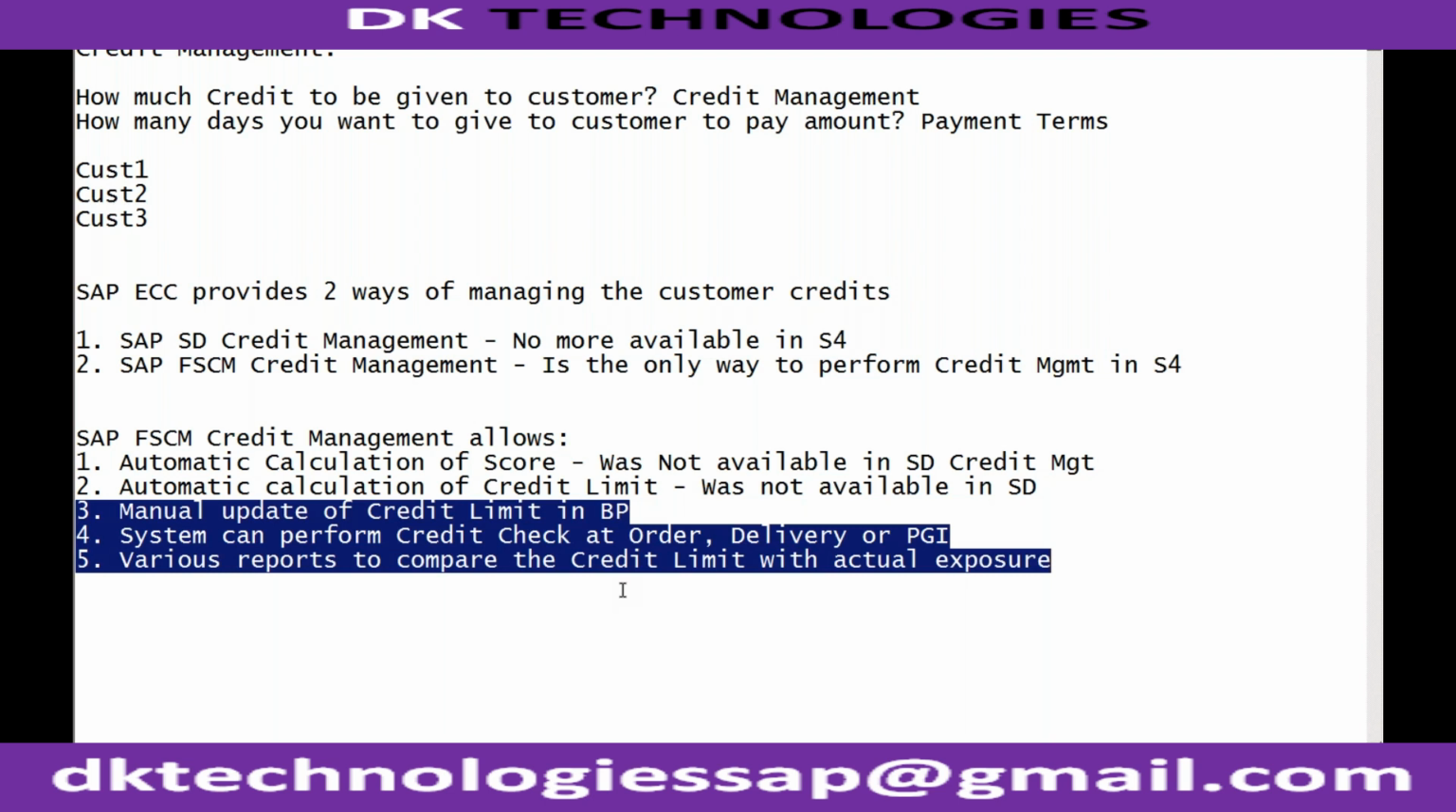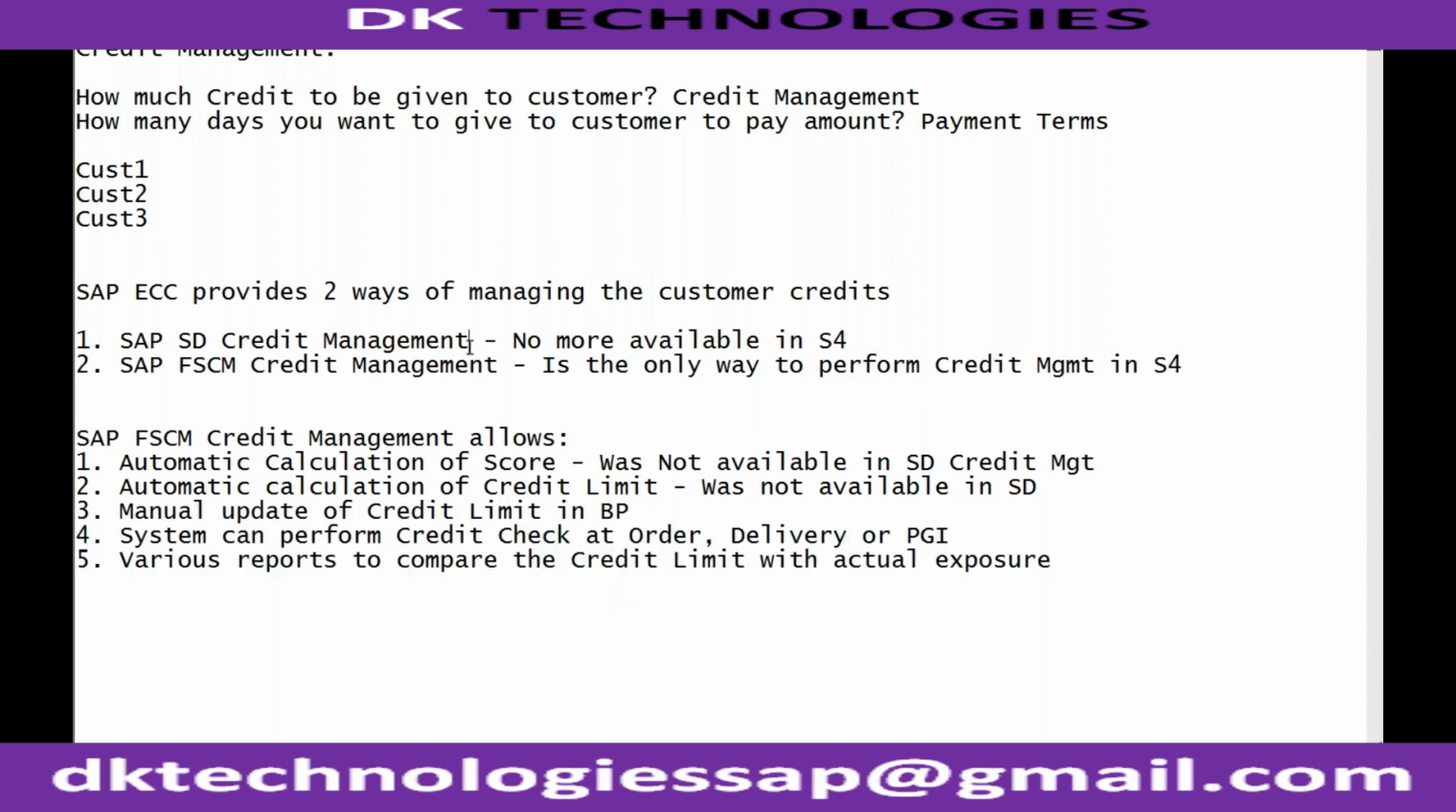Any question here? Let me summarize. It is very important to understand. In SAP ECC, there are two ways in which credit management can be performed. Number one, you can use SAP SD credit management. Most of the customers using ECC, 70-80% of them, are using this old credit management even today. The second option is for those customers who want advanced features like automatic calculation of score and automatic calculation of credit limit. Those are the customers who already in ECC are using FSCM.